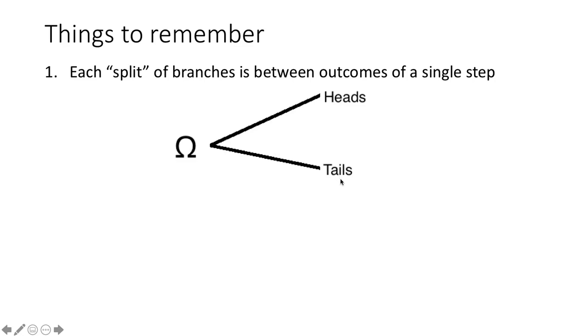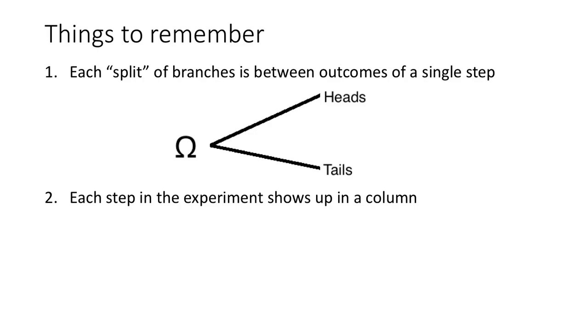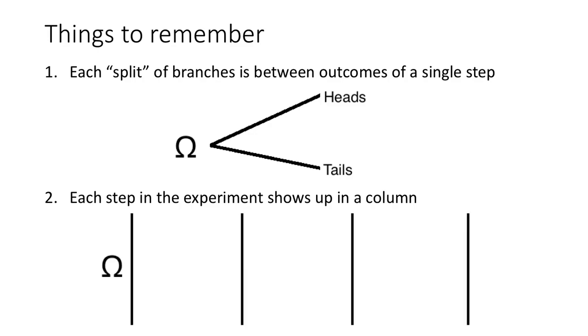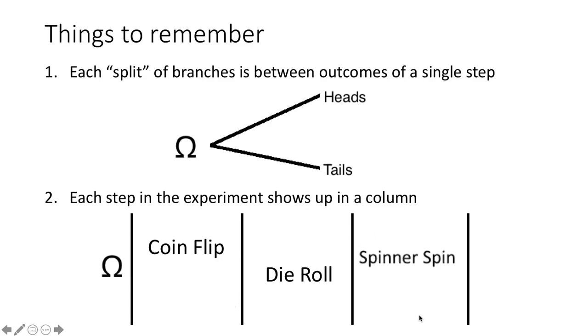The next thing is that as you're moving along in the tree diagram, once you're building layers, each step in the experiment shows up in a column. So if I have a coin flip, and then a die roll, and then a spinning of a spinner, each of those is showing up as a set of branches, as a generation. You could think of them as branches going left to right across, right? The first step here would be the coin flip, then I'd have some branches for the rolling of the die, then I'd have some more branches out of each of those branches to represent spinning the spinner. That's your essential tree diagram knowledge.